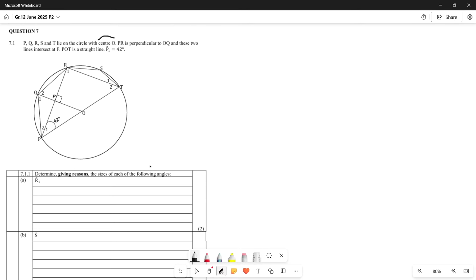So R1. What is very important here is that POT is a straight line and that O is the center, which means PT is a diameter, and this shape here is a right-angled triangle because we have angle in a semicircle. R1 equals 90 degrees. We got 1 mark just for saying that. If we didn't know the reason, we could still write this and we'd get 1 mark. And then all we write is angle in semicircle.